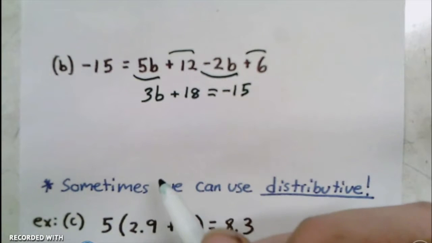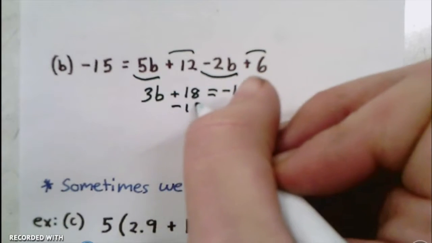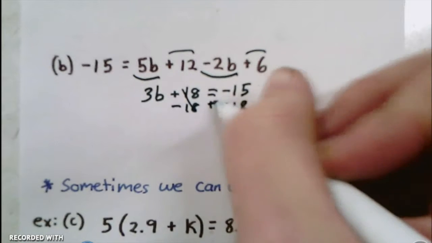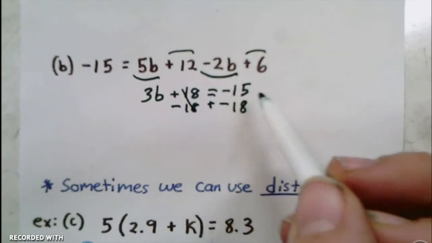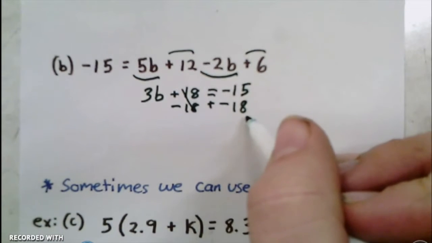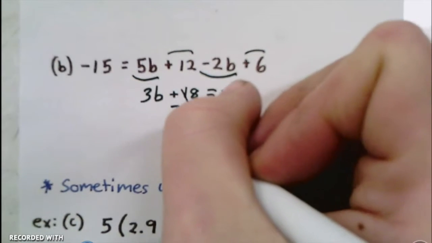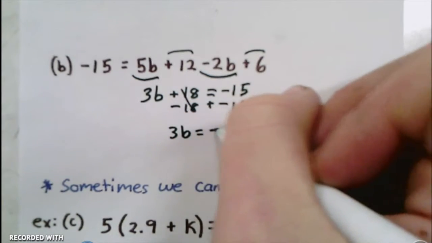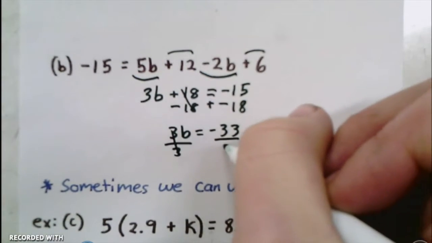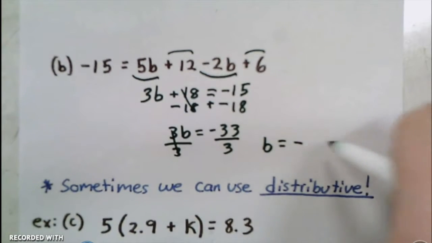So now I get to go ahead and do what I know how to do so well. First, I'm going to undo the addition or subtraction. I'm going to subtract 18 and subtract 18. When I am finding the sum of numbers with the same sign, I find the sum. So 15 plus 18 is 33, and they're going to keep that sign. So 3b equals negative 33. And now I'm going to divide to undo the multiplication. And so b is going to equal negative 11.